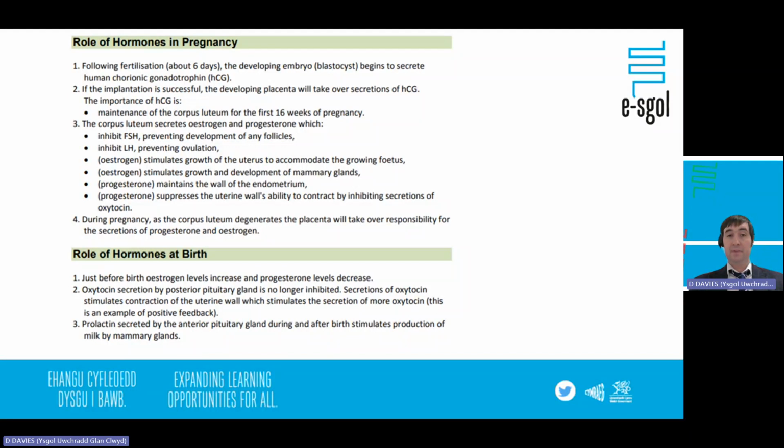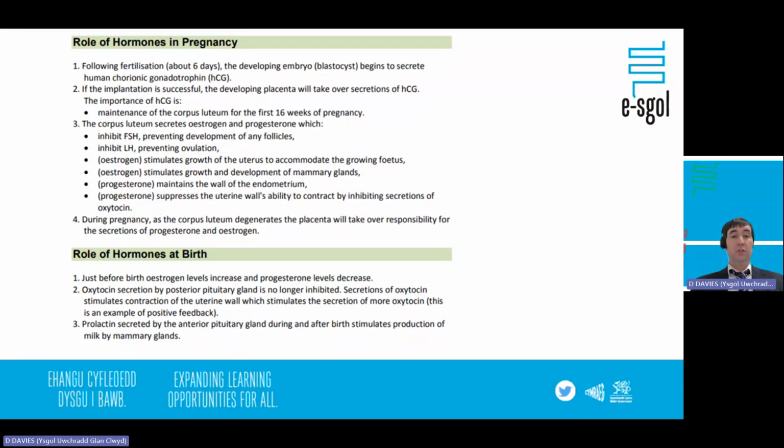Estrogen stimulates the growth of the uterus to accommodate the growth of the fetus. Stimulates the growth of the mammary glands for milk production. Progesterone maintains the endometrium, which I've spoken about, and suppresses the uterine wall from contracting by inhibiting secretions of oxytocin. Okay, so we're going to talk about oxytocin during birth. So then during pregnancy, the corpus luteum degenerates and then the placenta takes over the production of those hormones.